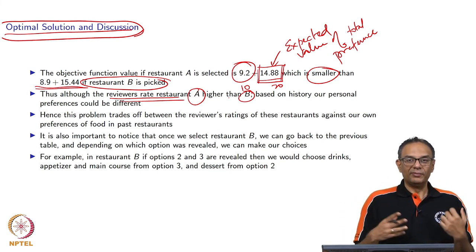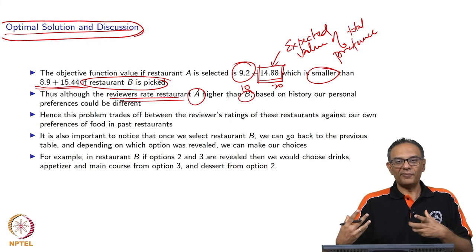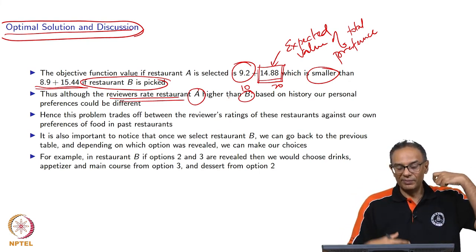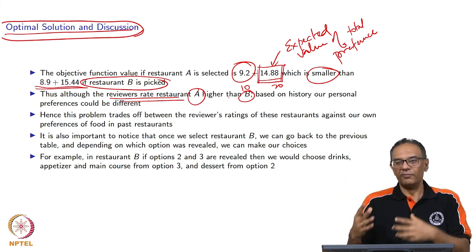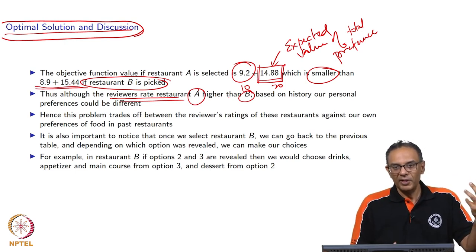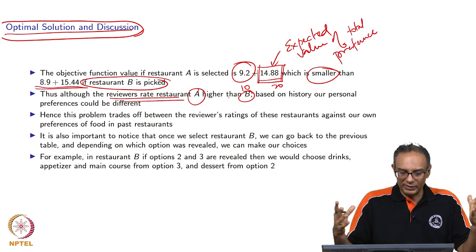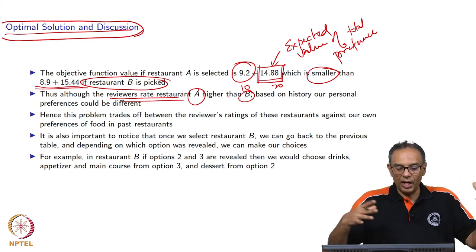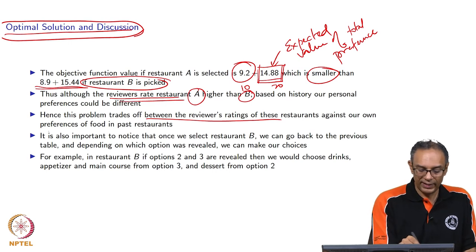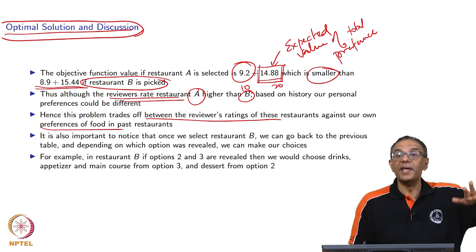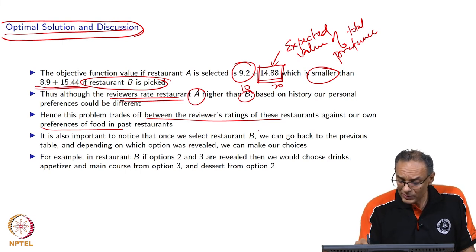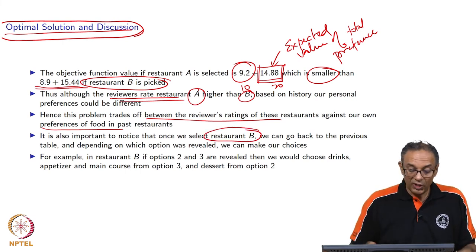So now it's a question of, we're really trading off between your preferences versus the restaurant. So your preference means what you like among items. Like for example, if you like the fruitcake versus you don't like that, and whether or not you like the ice cream, your preference in general versus the restaurant's preference, you're kind of taking a combination of the two. So it really trades off between the reviewer's ratings against our own preferences of food based on past restaurant behavior. Okay, now once we select restaurant B, this is important, we go back to this table.